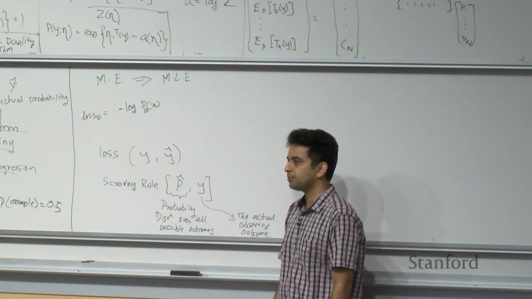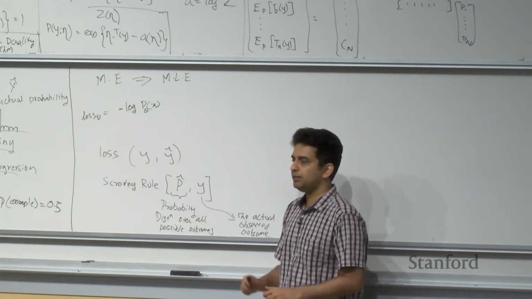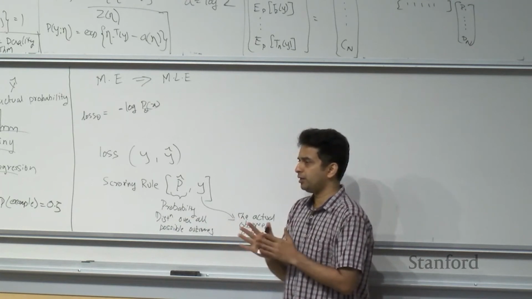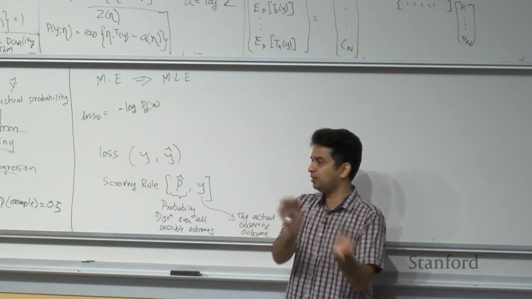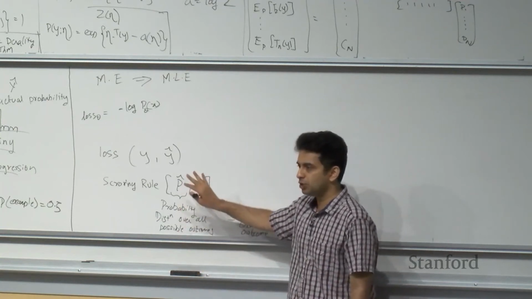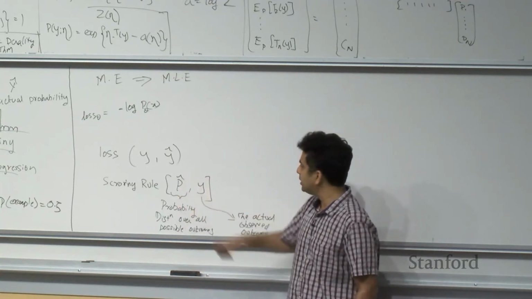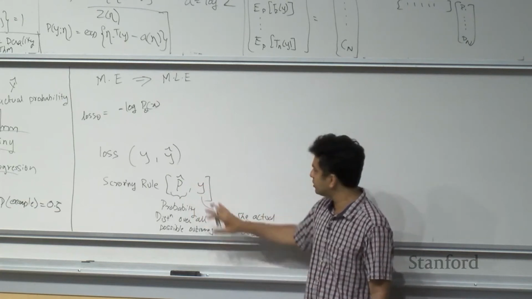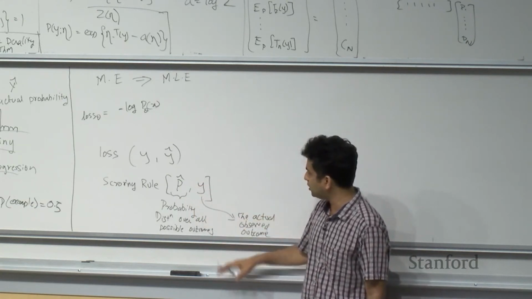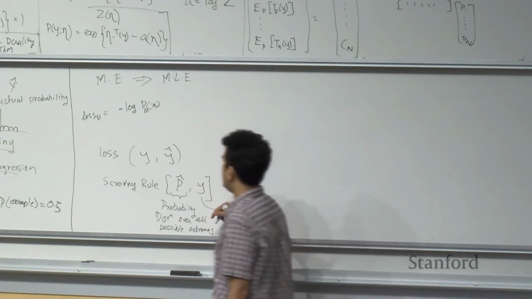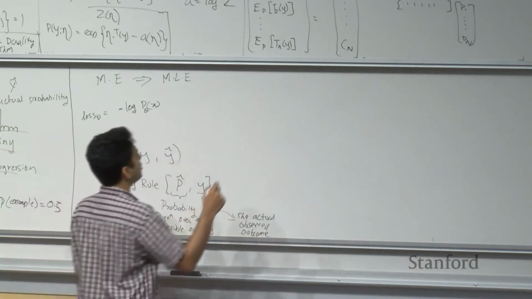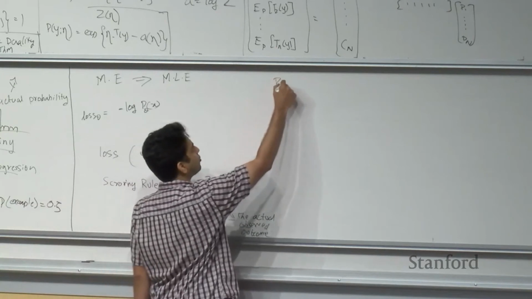In classical setting, we always have one point estimate, right? The difference between Bayesian and frequentist is how we treat the parameters. Here, this is just predictions, right? This is not Bayesian versus frequentist. This is more general. So now we have this notion of what is called a proper scoring rule.